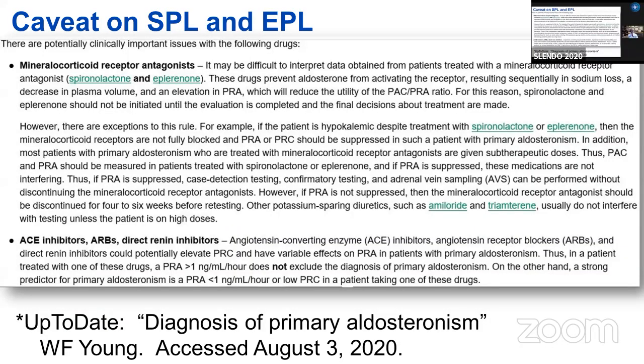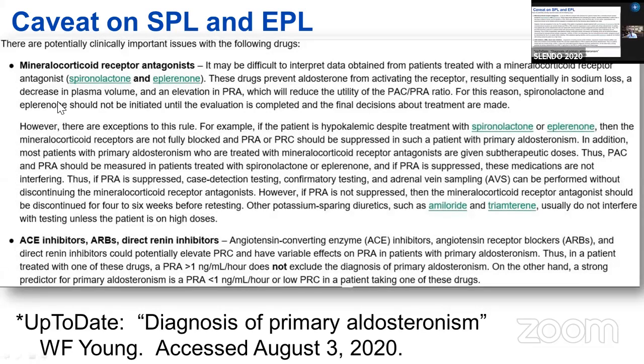So this is something that I share in most of my talks on primary aldo. It's something I share in my chapter in UpToDate, which is a commonly used resource in the United States by residents, fellows, and clinicians. So it's just a screenshot from UpToDate. Mineralocorticoid receptor antagonists: it may be difficult to interpret data obtained from patients on MRAs, spironolactone and eplerenone. These drugs prevent aldo from activating the receptor, resulting sequentially in sodium loss, a decrease in plasma volume, an elevation in renin, and will reduce the utility of the aldo-renin ratio.